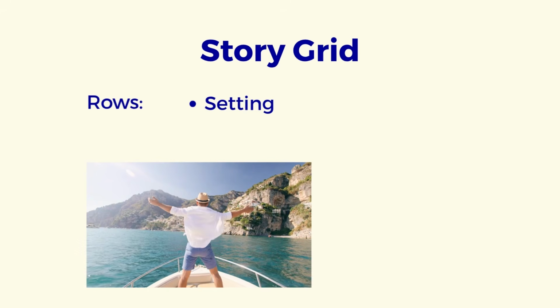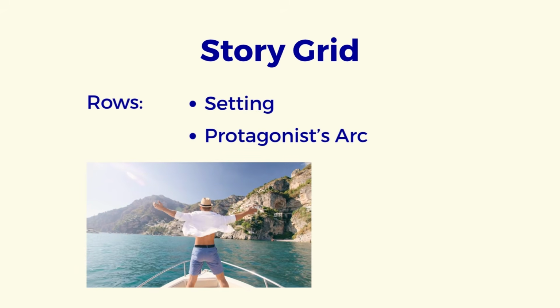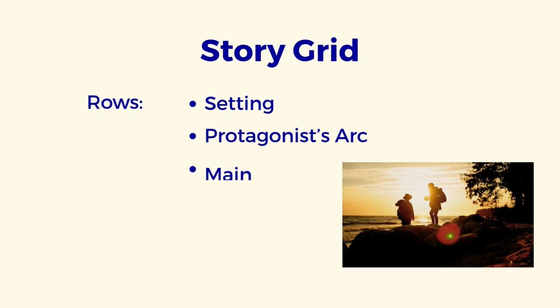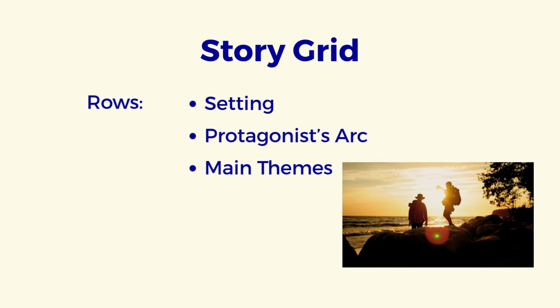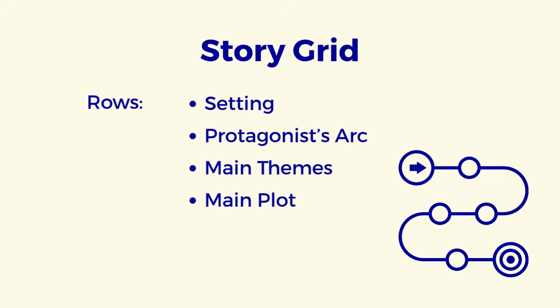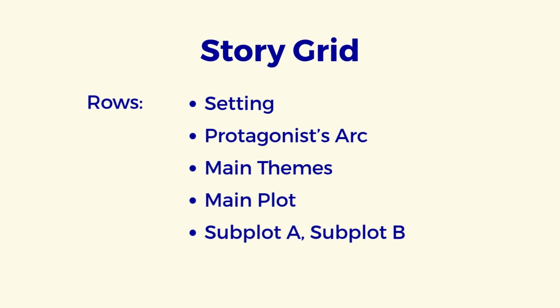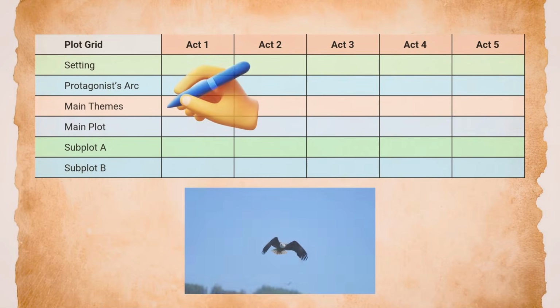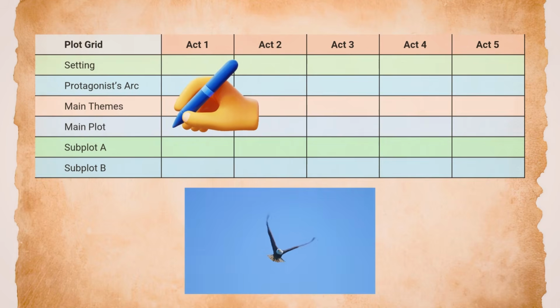It's especially useful if characters travel. Protagonist's arc. It's the core emotional journey of your hero. Main themes, the underlying ideas you want to explore. Main plot, or the primary sequence of events. Subplot A, subplot B, etc. These are secondary storylines. As you fill this out, your goal is to get a bird's-eye view of your story.